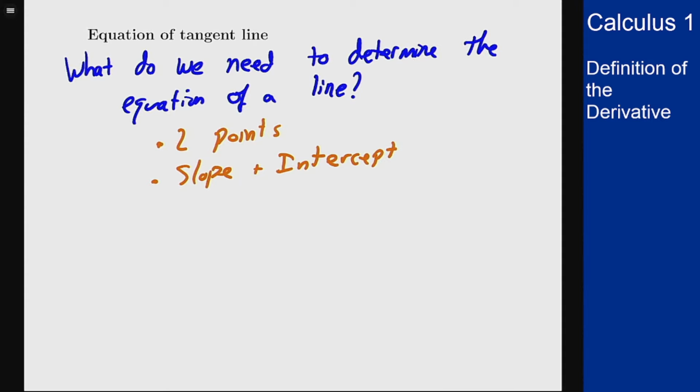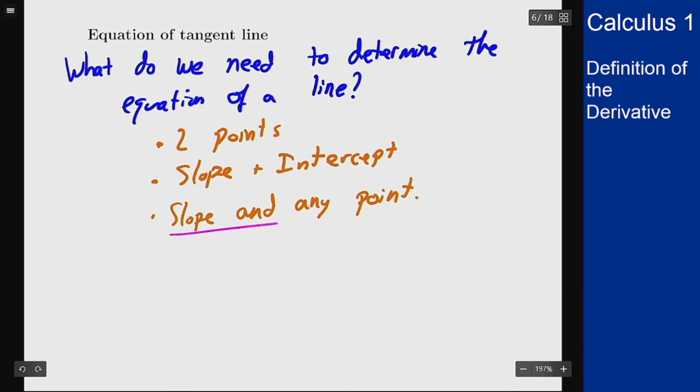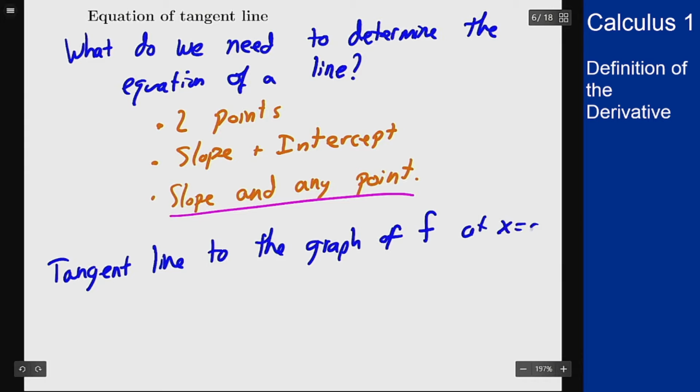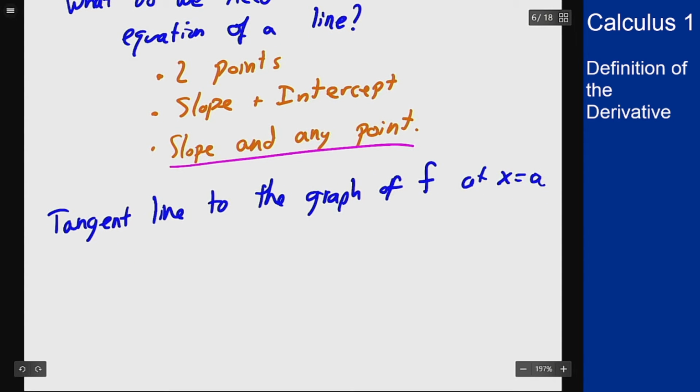And the one that's of most interest to us right now, you could use the slope and any point on the line. Why is this the most interesting? Well, because we know how to get these two things already. If we want to look at the tangent line to the graph of f at a point x equals a, well, what do we know? Well, we already know a point that is on this line. We know the point (a, f(a)) is on this line, because if the line is going to be tangent to the graph, it's going to have to touch it at that point.